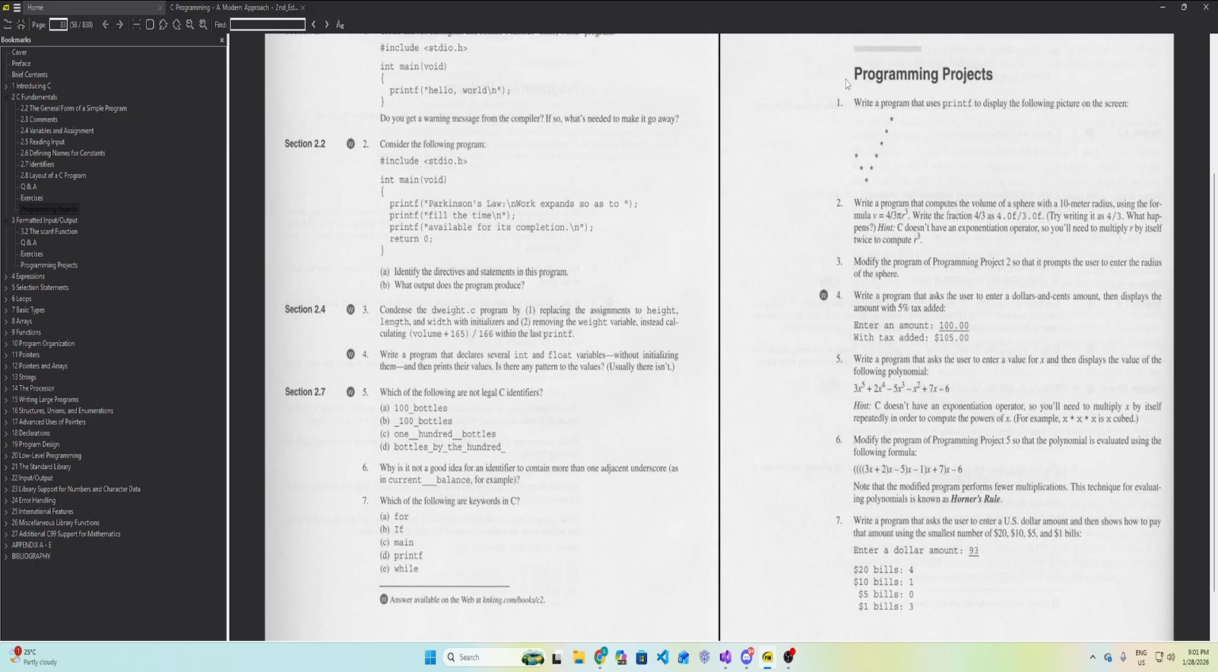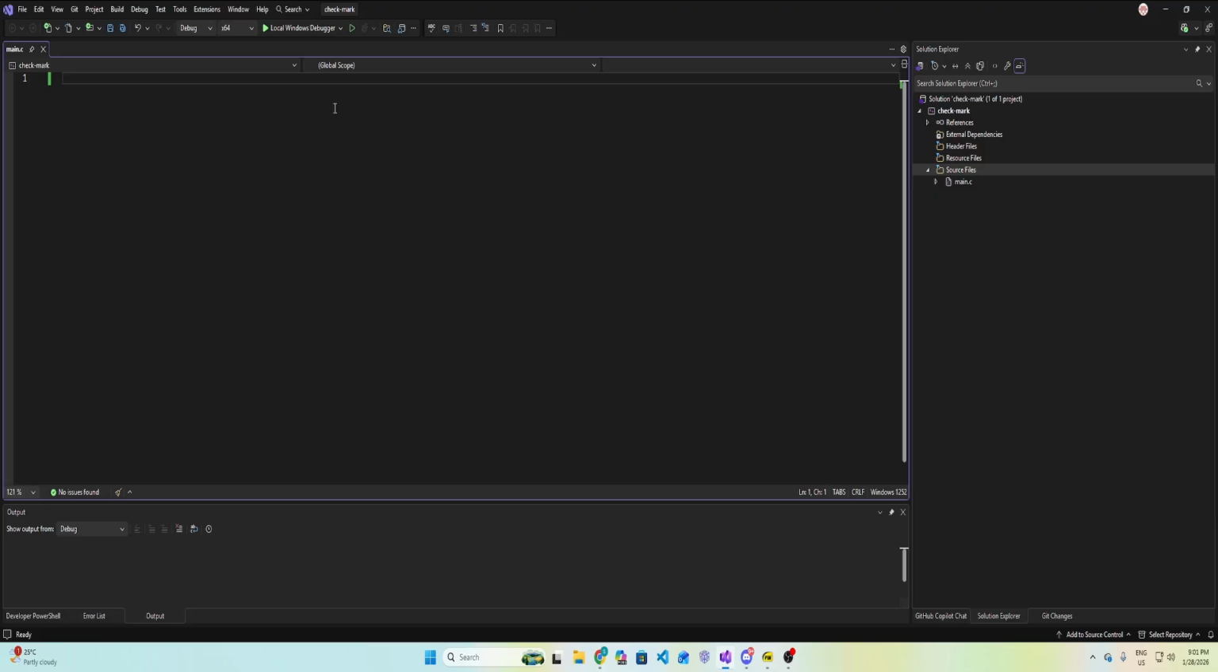Looks like a check mark. So just write a program that uses printf to display the following picture on screen. I already created the project. I'm gonna do the include standard h.